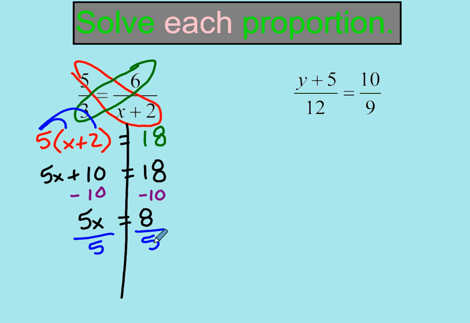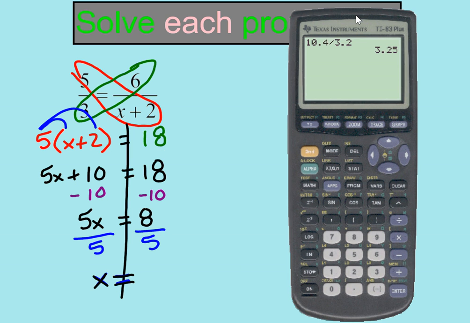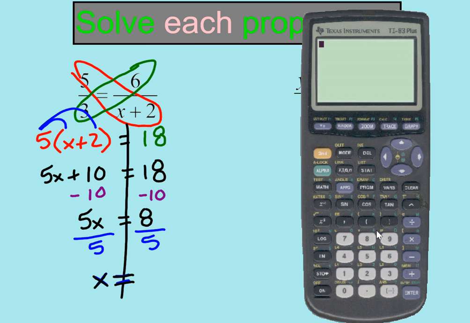So I get x equals, and when I do this, I don't actually know 8 divided by 5, so I'm going to go ahead and say 8 divided by 5. It's a decimal, so I'm going to press math on the upper left-hand side. Enter, enter. So it is just 8 over 5.